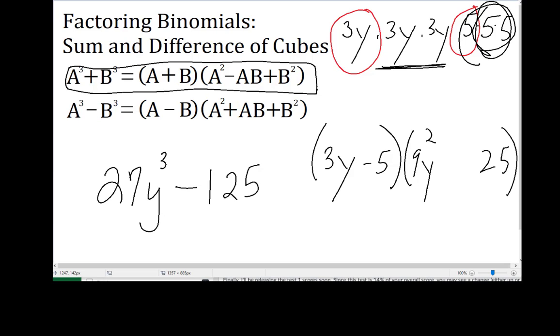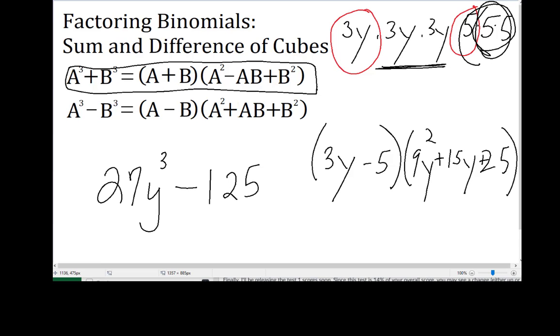And then in the middle, you multiply 3y times 5, that's 15y. And we have to put the opposite sign. So we have to put a plus and then always positive. So our final answer is 3y minus 5. That's our binomial. And our trinomial is 9y squared plus 15y plus 25.